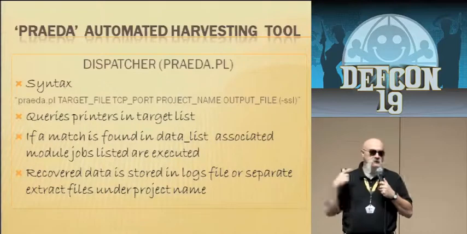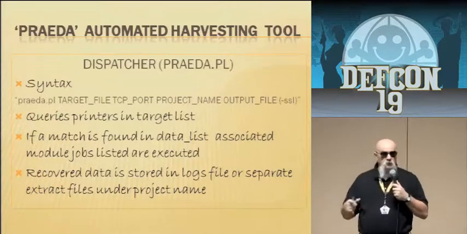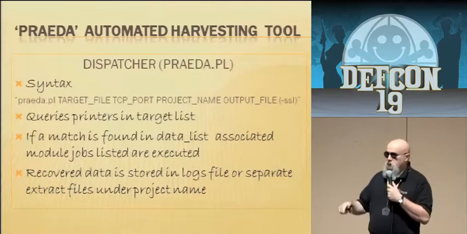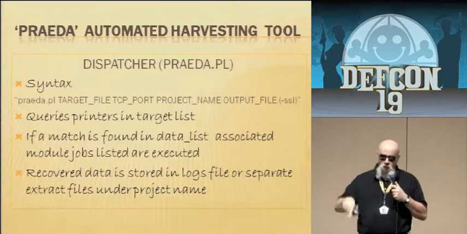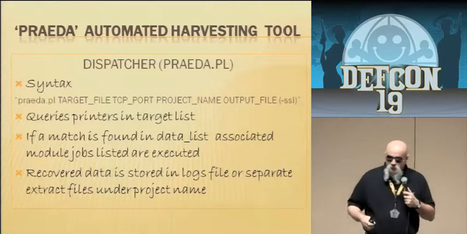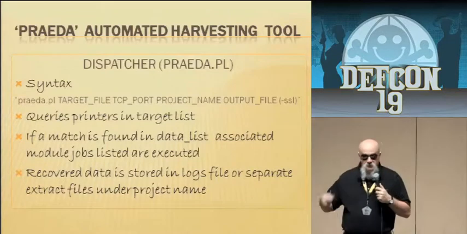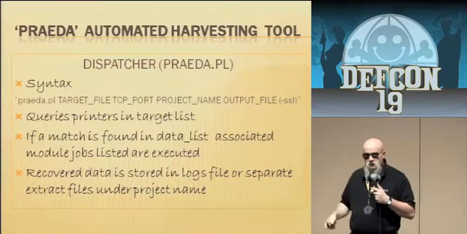So all the data this thing gathers writes it into the project folder, and also the output log file writes what's taking place. And in some of the modules where it extracts specific passwords out, it'll write it into the output log. So this queries the printers in the target list. If a match is found, the device is attacked, the information is pulled, and it's stored in this method here.